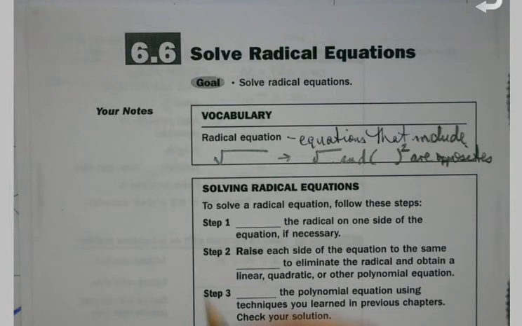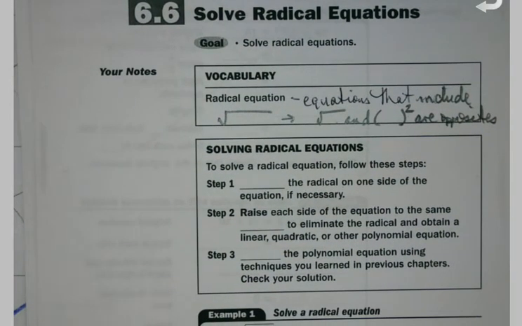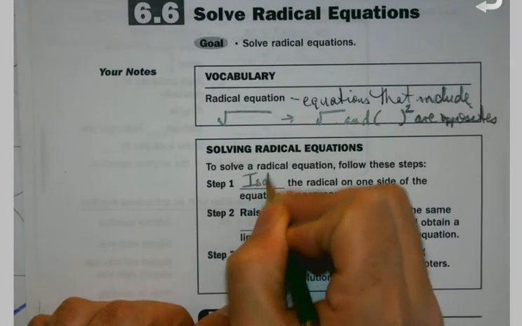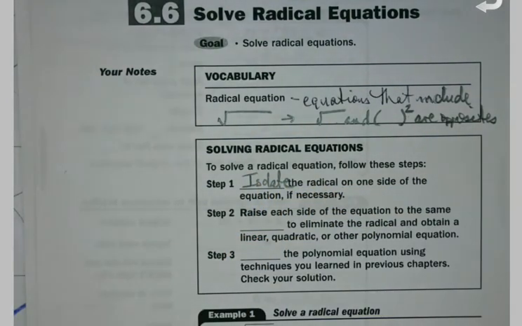Now, sometimes you may not have to do all three steps that we've got down here below, but sometimes you may. So my first job is to isolate or get the radical alone on one side of the equation. Now, it may already be alone. If it is, well, shoot, that's easy. I can skip step one. But if it isn't, we got to do whatever it takes to get that by itself.